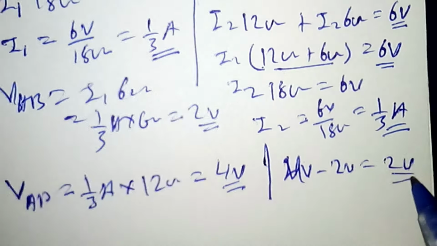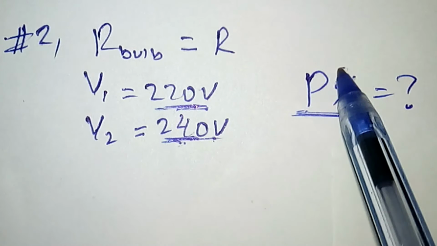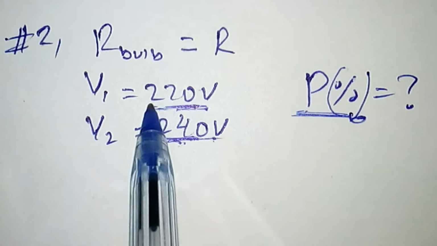Suppose that a voltage source produces 240 volts for a moment. By what percentage does the power output of a 220 volt light bulb increase? So we are asked to calculate the percentage power increase when the source of 220 volts momentarily increases its voltage by 20, that is from 220 to 240 volts.